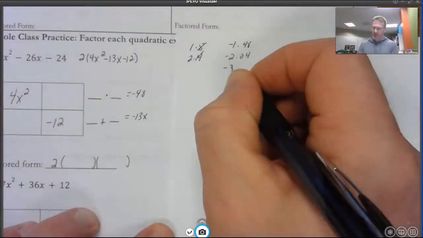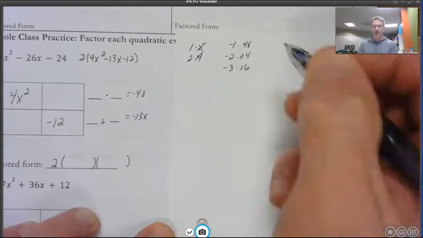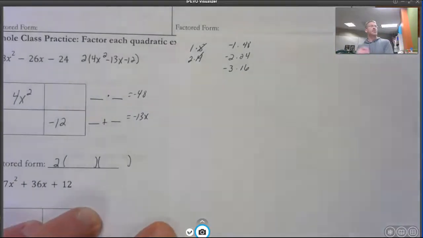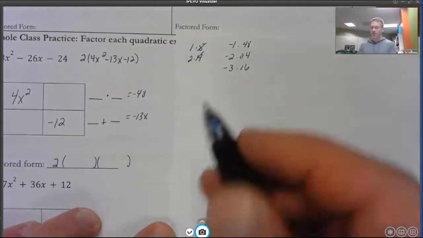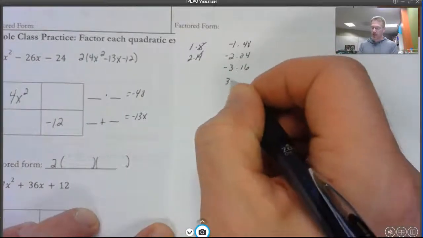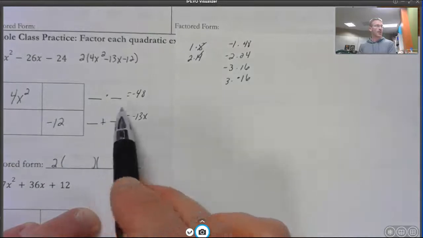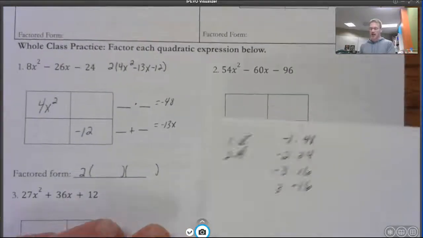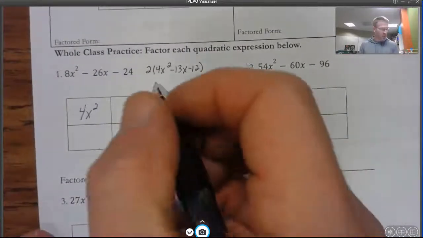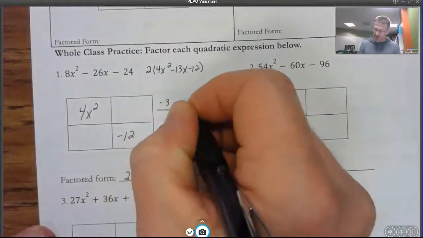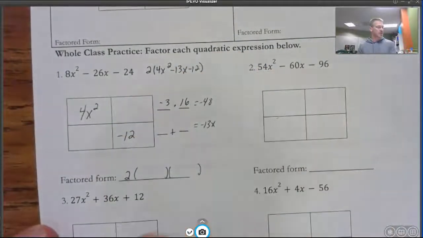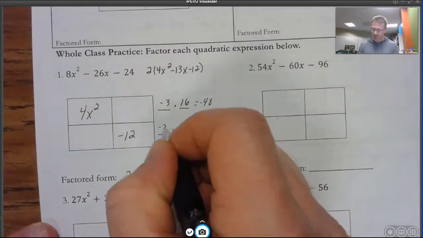Then I do negative 3 times 16. Now that gives me positive 13 when I add those together. So what that means is I really want 3 times negative 16. That's negative 48, and then 3 plus negative 16 is negative 13. So you just want to kind of work through your multiplication tables, and if you don't know those, you can just use a calculator to start going through there.